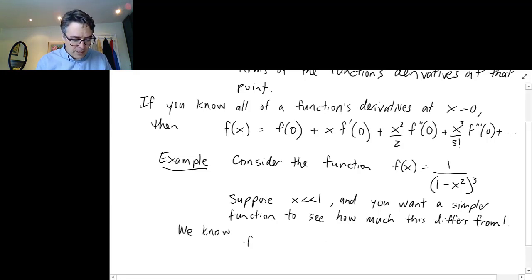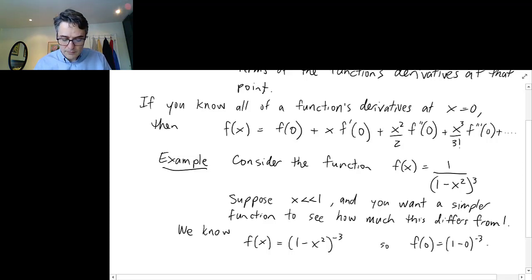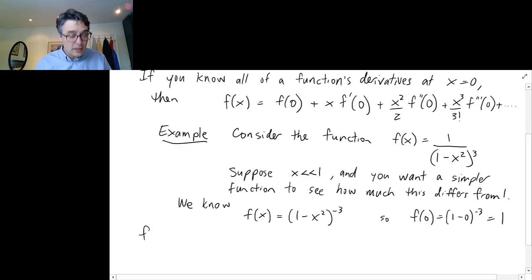So, f of x equals (1 minus x squared) to the power minus 3. So if you evaluate that function at 0, you get 1. What about the first derivative? Well, the first derivative of this function, you do d by dx of (1 minus x squared) to the minus 3. So the way you do that, chain rule, the first thing you do is you take minus 3 times that function, (1 minus x squared) to the power minus 4.